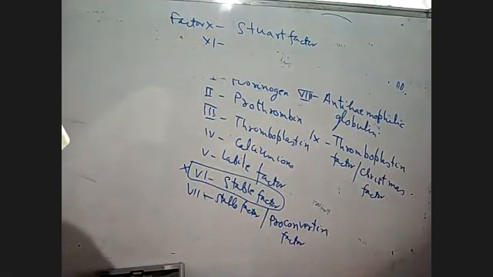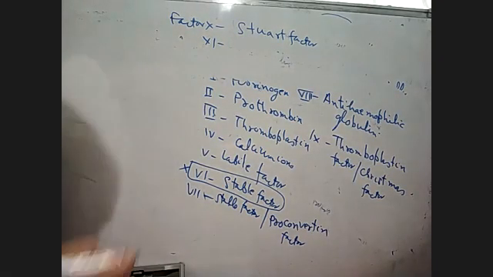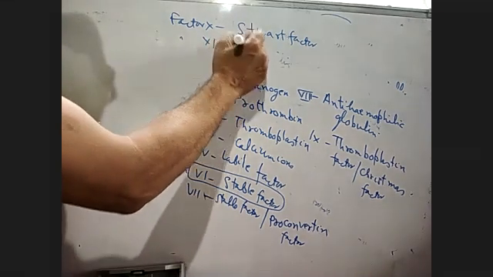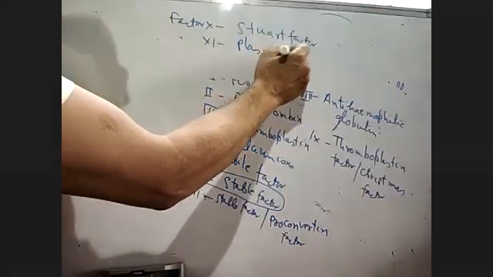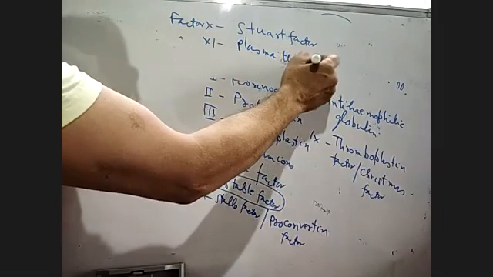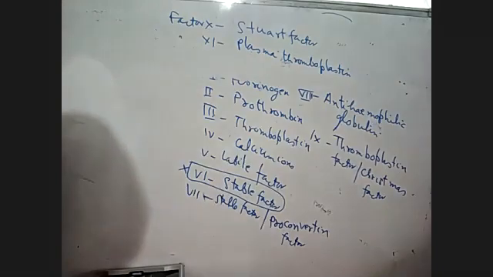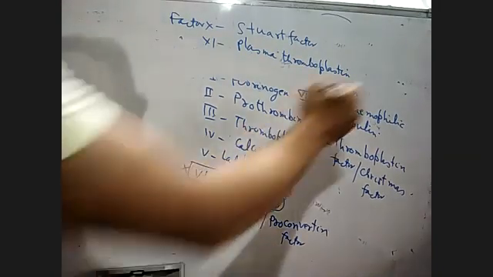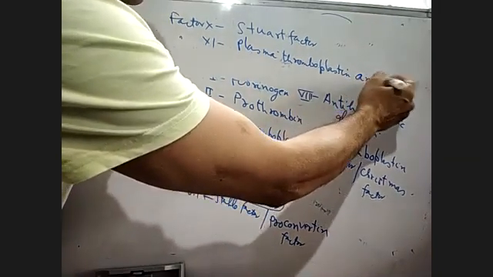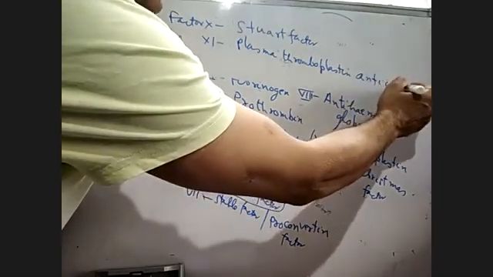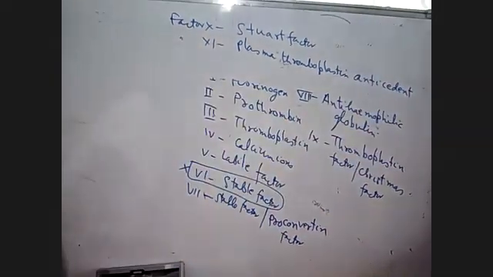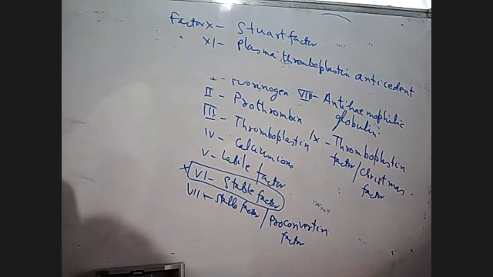Factor 11 is called plasma thromboplastin antecedent. And factor 12 is called the Hageman factor.